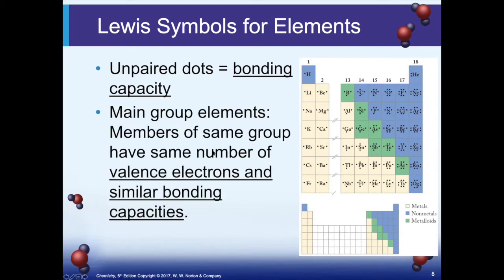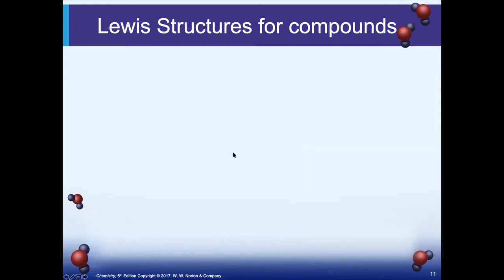So members of the same group of the main group elements have the same number of valence electrons and therefore similar bonding capacities. I'm careful to use the word similar because what you're going to see later in the week is that it's not necessarily a set number. For many of these elements it is fairly a set number, but for some of them it gets a little bit more tricky. But first things first, we build on what we know.